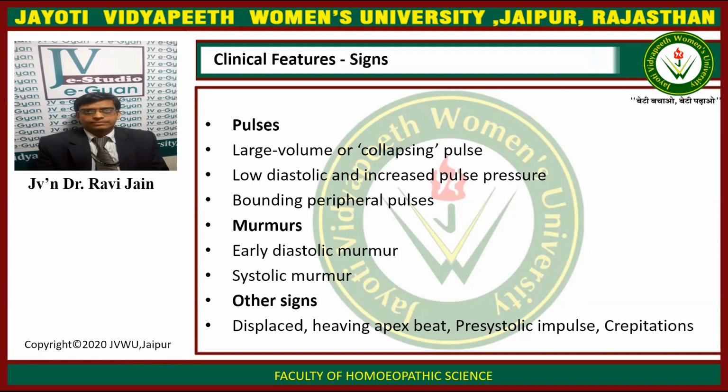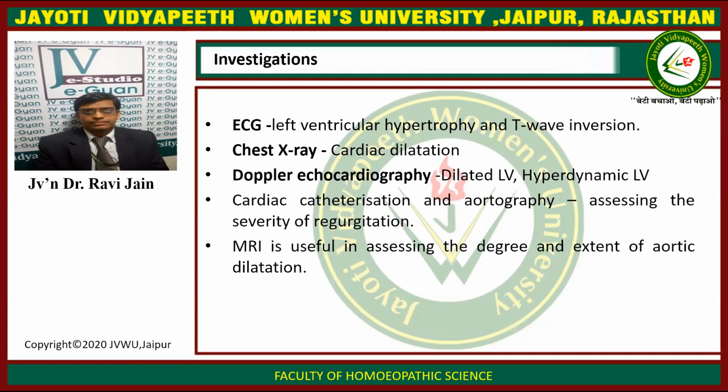Now, what are the various investigations that could be done in case of aortic regurgitation? The investigations include ECG. ECG will show left ventricular hypertrophy and T-wave inversion. The chest X-ray will show cardiac dilatation, and the Doppler echocardiography will show a dilated left ventricle and hyperdynamic left ventricle. There will be cardiac catheterization and aortography for assessing the severity of regurgitation. The MRI is useful in assessing the degree and extent of aortic dilatation.